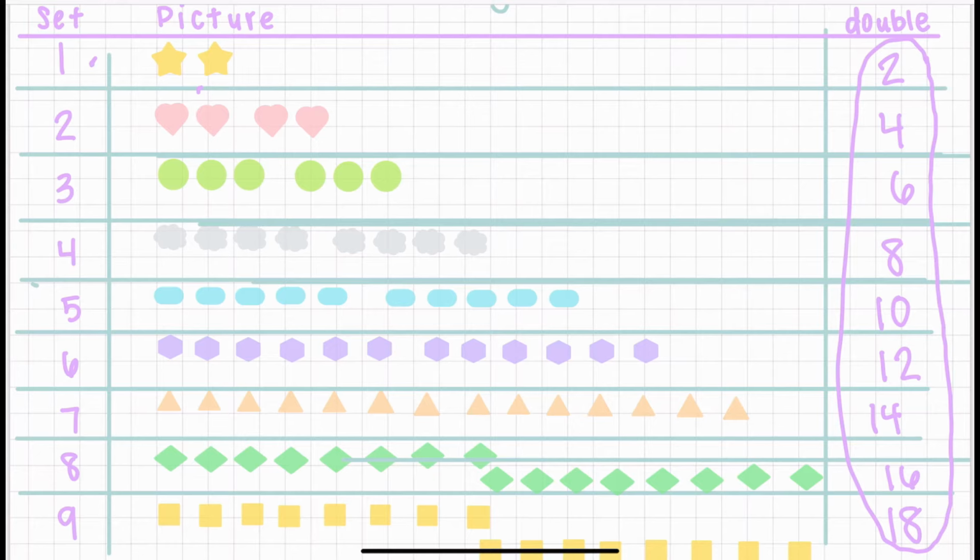So first, we need to have the foundational fact knowledge of doubles of single digits. That means you should be able to look at this right here and automatically recall the double for that number. Once we have that, we can then have the ability to double any number.